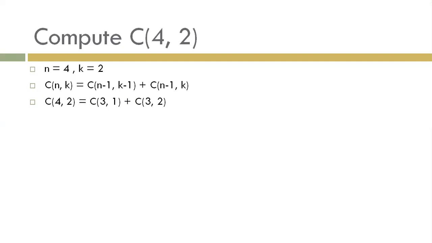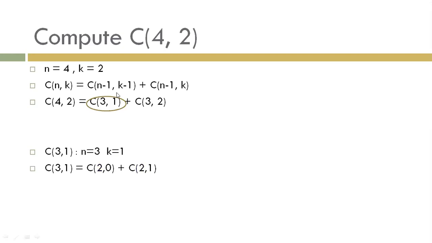So C of 4 comma 2 is equal to C of 3 comma 1 plus C of 3 comma 2. Now, we will first solve C of 3 comma 1. Again using the same formula for C of 3 comma 1, n is equal to 3 and k is equal to 1. So using our recurrence relation, we put C of n minus 1, that is 2, and k minus 1, which is 0, plus C of n minus 1 comma k. If n's value is 3, n minus 1 would be 2, and if k's value is 1, k minus 1 will be 0 and k's value will be 1.